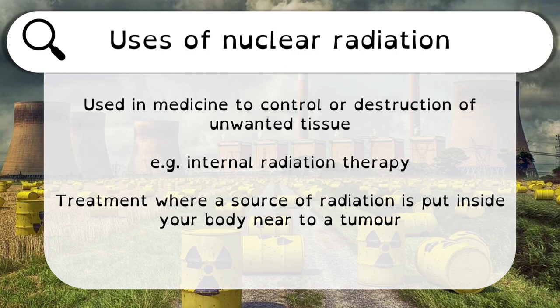It's also used in medicine to control or destroy unwanted tissue, such as cancer. You may have heard of radiotherapy, but there's also internal radiation therapy. And that's where you put a source of radiation inside the body next to a tumour, and the radiation will then kill the cells around it. So if you position it cleverly, it will aim most of the radiation onto the tumour and destroy it.